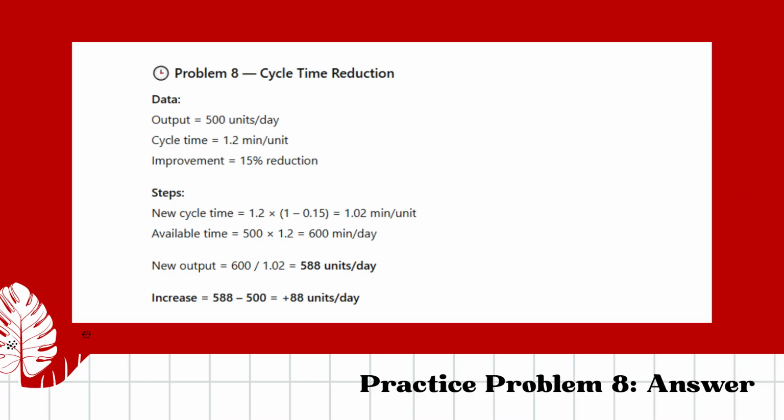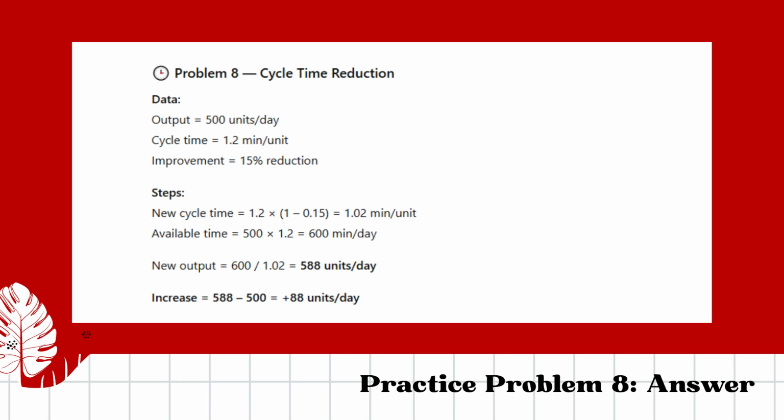Problem 8. Cycle time reduction impact. A line currently produces 500 units per day with a cycle time of 1.2 minutes per unit. If process improvements reduce the cycle time by 15%, how many additional units can be produced per day?